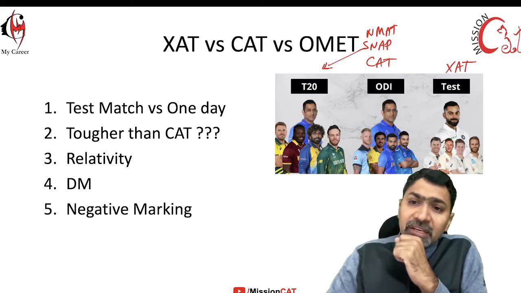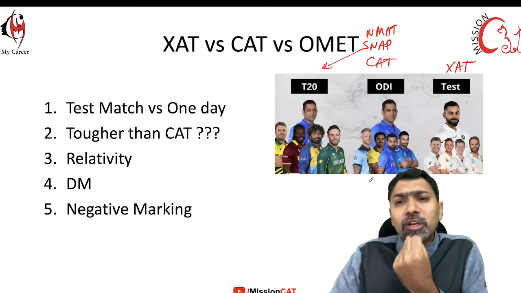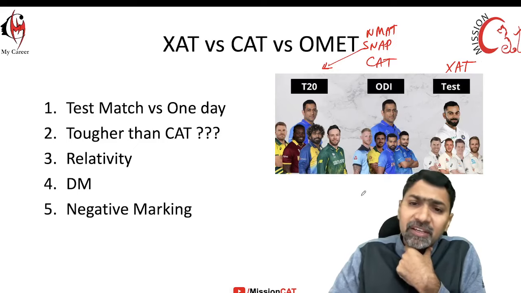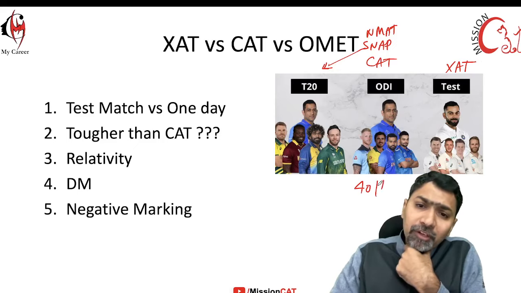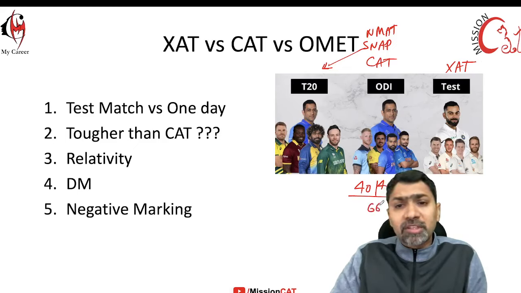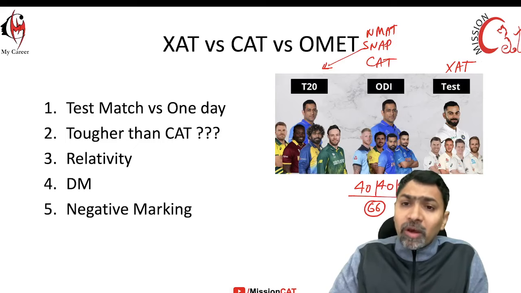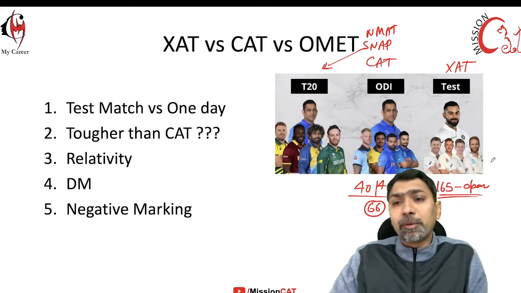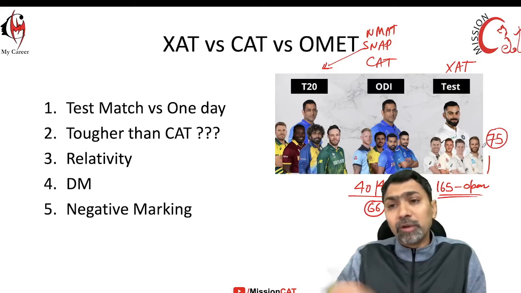Now, conceptually, what is the difference between CAT and XAT? See, here you get 40 minutes, 40 minutes, and 40 minutes. So you have just 2 hours, and you are there to solve 66 questions. Here you have 165 minutes which are open, and you have approximately 75 questions to do.